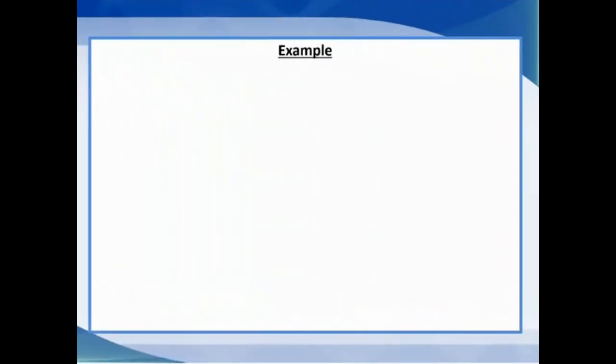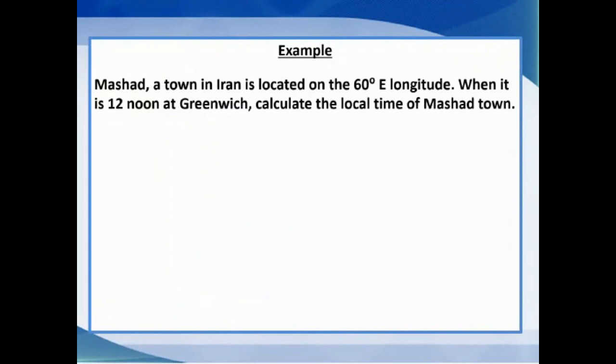So, students, try this out. Examine the example given below. Mashhad, a town in Iran, is located on the 60-degree east longitude. When it is 12 noon at Greenwich, calculate the local time of Mashhad town.